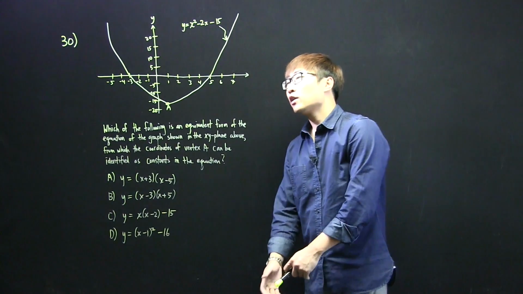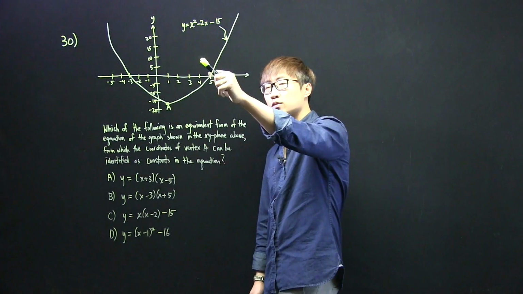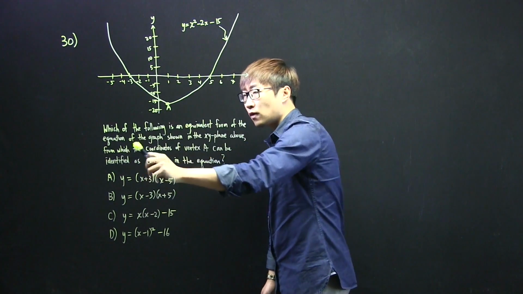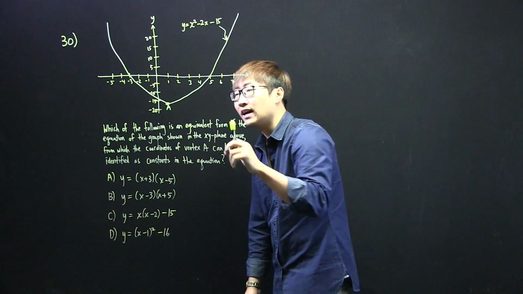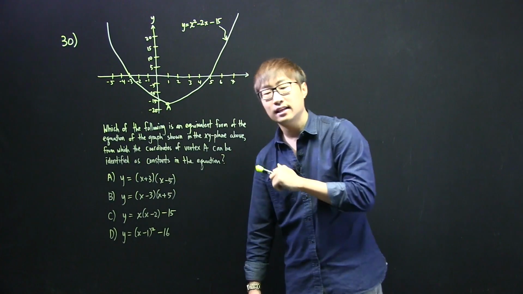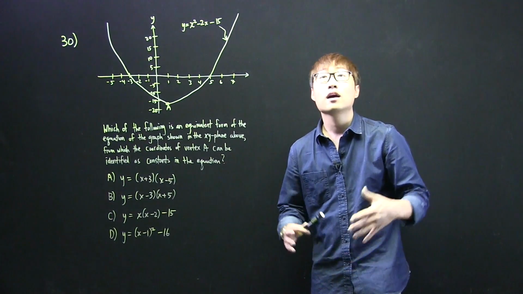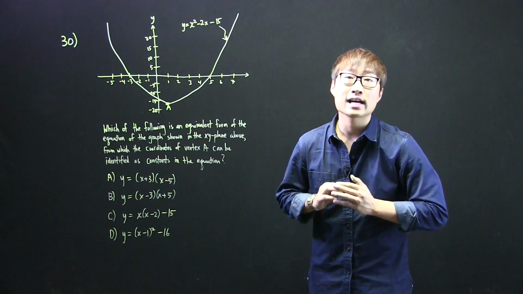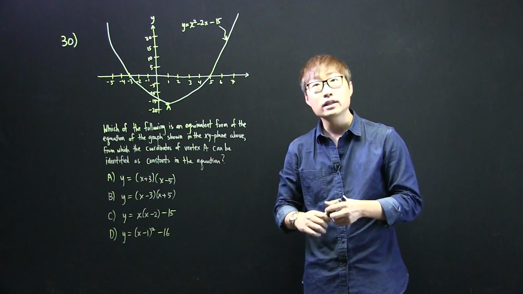All right, number 30. Which of the following is an equivalent form of the equation of the graph shown in the xy plane above, from which the coordinates of vertex A, over there, can be identified as constants in the equation? So this problem is pretty much asking for what? A vertex form of the quadratic equation, right?